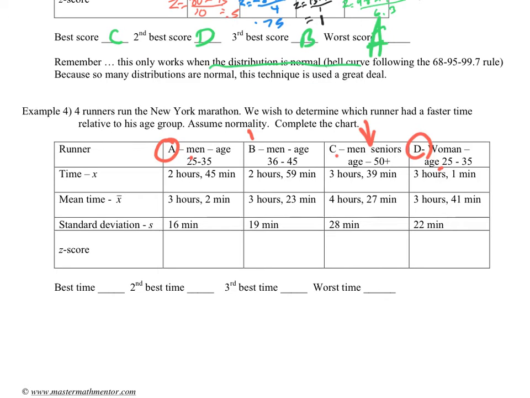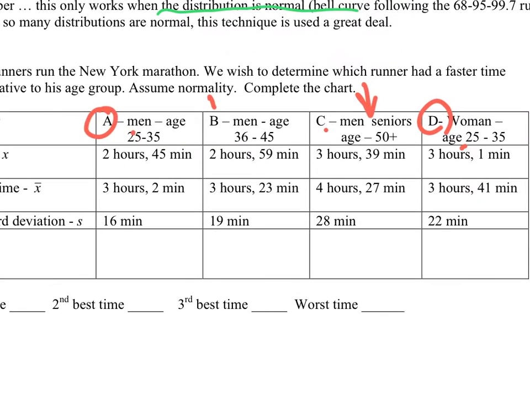We have the times they did to finish this race. Runner A finished the race in 2 hours and 45 minutes, whereas the female took over 3 hours. So it sure looks like this young man is a better runner than this young woman because he came in before her. But he's not as good as the other men. Even this old man came in at 3 hours and 39 minutes. And this older man came in after the younger man.